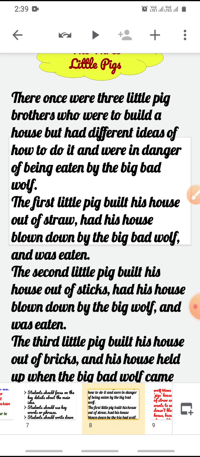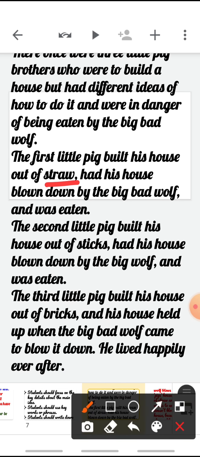The first little pig built his house out of straw, had his house blown down by the big bad wolf and was eaten. That means the first little pig was eaten by the bad wolf. The second little pig built his house out of sticks, and his house was blown down by the big wolf and was eaten. So the second little pig chose sticks to build his house, but the result was the same. He was eaten by the wolf.